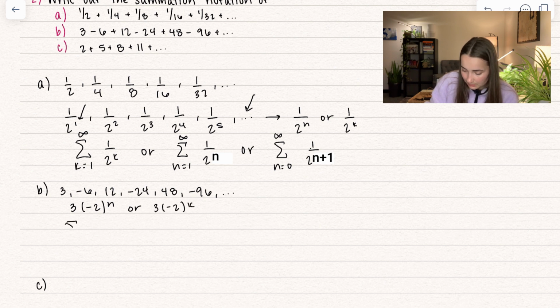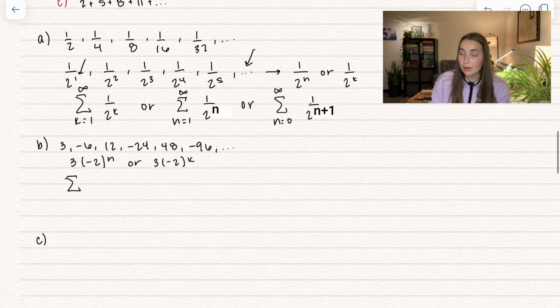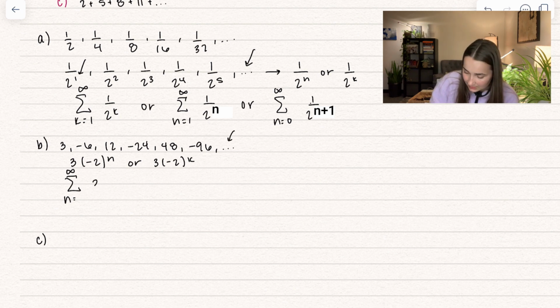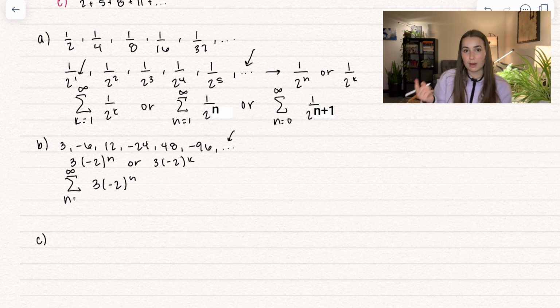So let's write it out with summation notation. We need to think about our starting index. n or k is going to be starting at some number, and I know I'm going to infinity because there's no end, right? So I'm going to have 3 times -2 to the power of n. We want to make sure that we hit the first term. So if I started at 1, I would have 3 times -2 to the power of 1, which is equal to -6, which is the second term. So what I need to start at is 0.